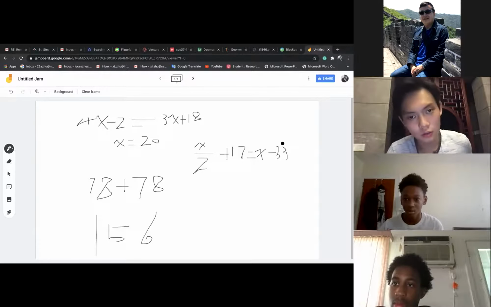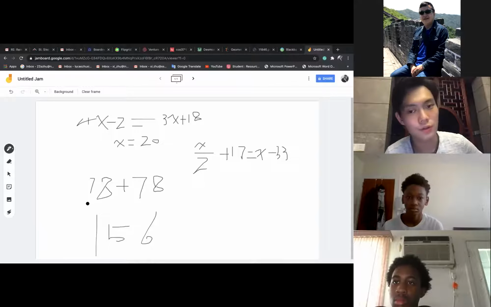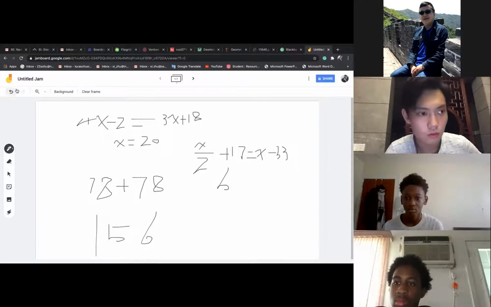Remember, we just do the same thing as we did before for all the equations. So you add 33 on both sides. What do you get over here? 17 plus 33 equals 50, right?